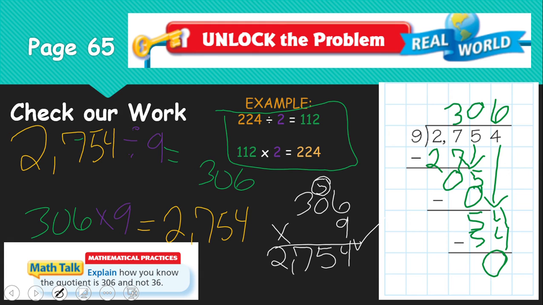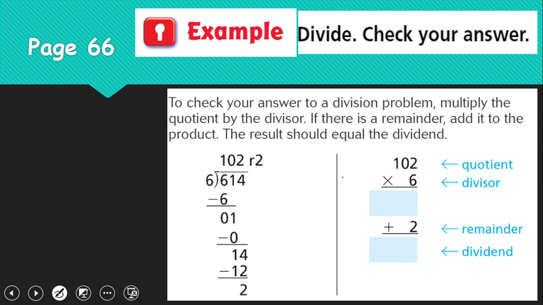Right, so let's go ahead and move on to the next problem. We're now on page 66, and the example up at the top is divide, check your answer. To check your answer to a division problem, multiply the quotient by the divisor. If there's a remainder, add it to the product, and the result should equal the dividend.